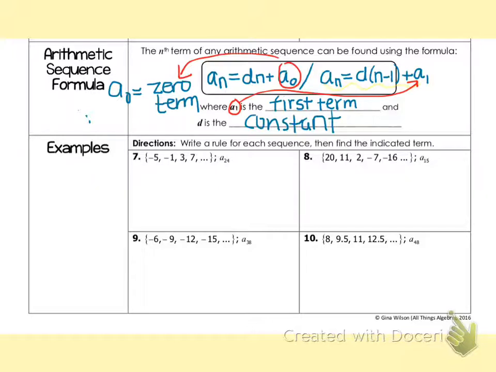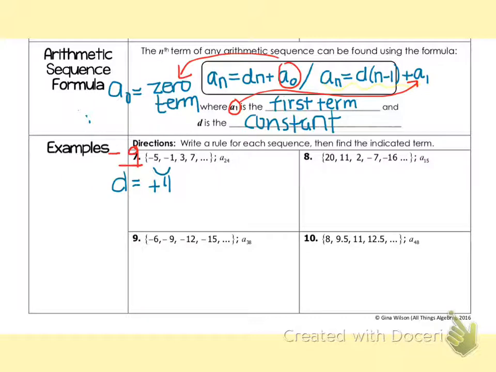So let's take a look at using these formulas to generate an explicit rule for a sequence. So at number 7, I see the sequence starts at -5, -1, then 3, then 7. So I can see what's happening here is it's adding 4 each time. And so that constant difference is positive 4. Well, if I want to use the simpler formula, I'm going to work back and say what would be the 0 term. And if I worked backwards, instead of adding 4 to go forwards, we're going to subtract 4 to go backwards, so that would be -9. And so that's my a sub 0.